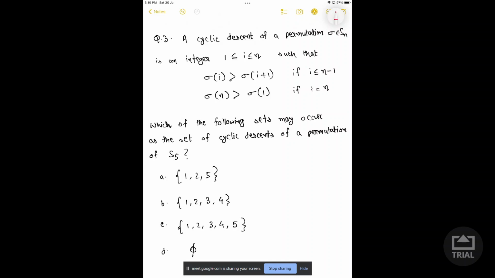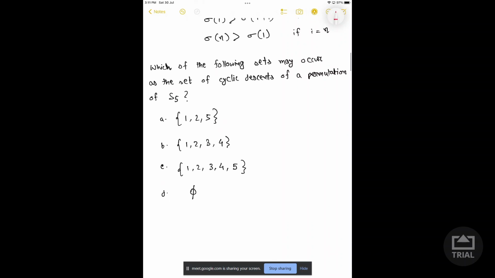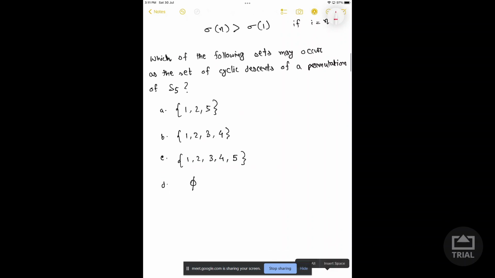So a cyclic descent of a permutation sigma is some integer I such that sigma of I is strictly greater than sigma of I plus 1 if I is between 1 and n minus 1, or if I is equal to n, then sigma of n should be greater than sigma of 1. So it's very clear. For example, let's take a permutation of S5: 1, 3, 4, 2, 5. If we are asked what the cyclic descents of this particular permutation are, observe.